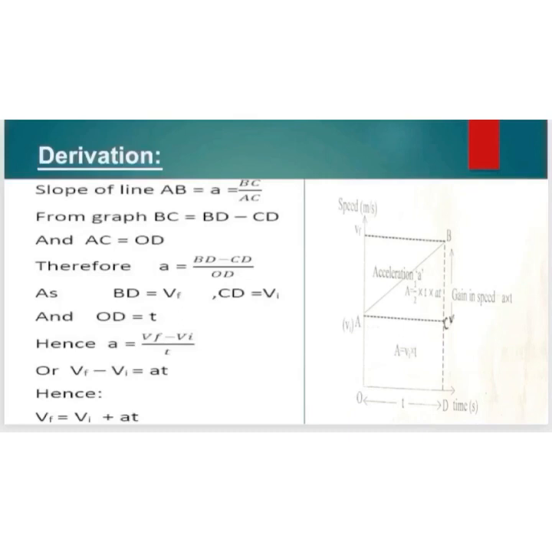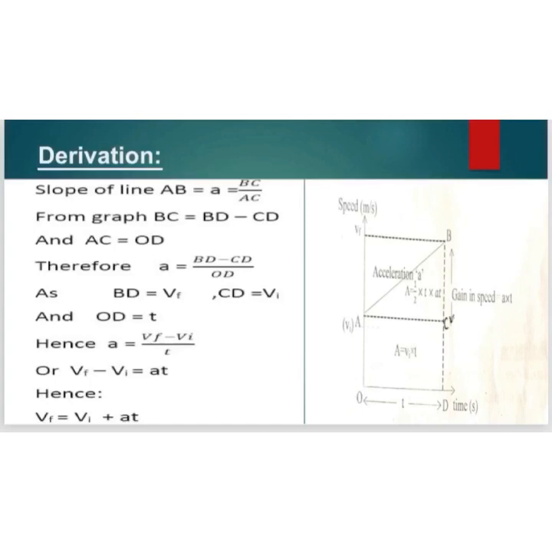You will do all the puttings here. So the equation will become A is equal to Vf minus Vi divided by T. So in the equation you will put Vf instead of BD, Vi instead of CD and T in place of OD. So in this equation we get that A is equal to Vf minus Vi divided by T.